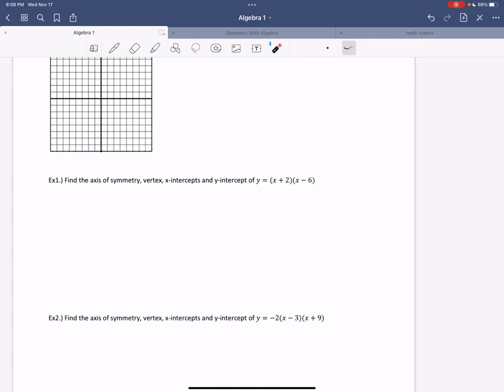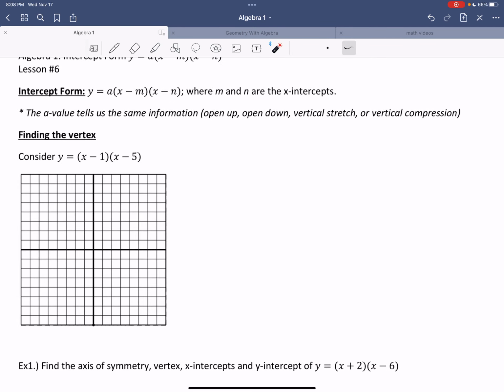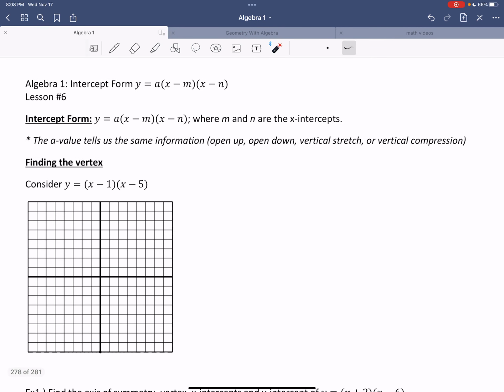So here are the notes that I use for class to go over Intercept Form. Okay. So Intercept Form, as you see at the top, I'll highlight it for you, is y equals a times the quantity x minus m times x minus n, where m and n are the x-intercepts, okay?